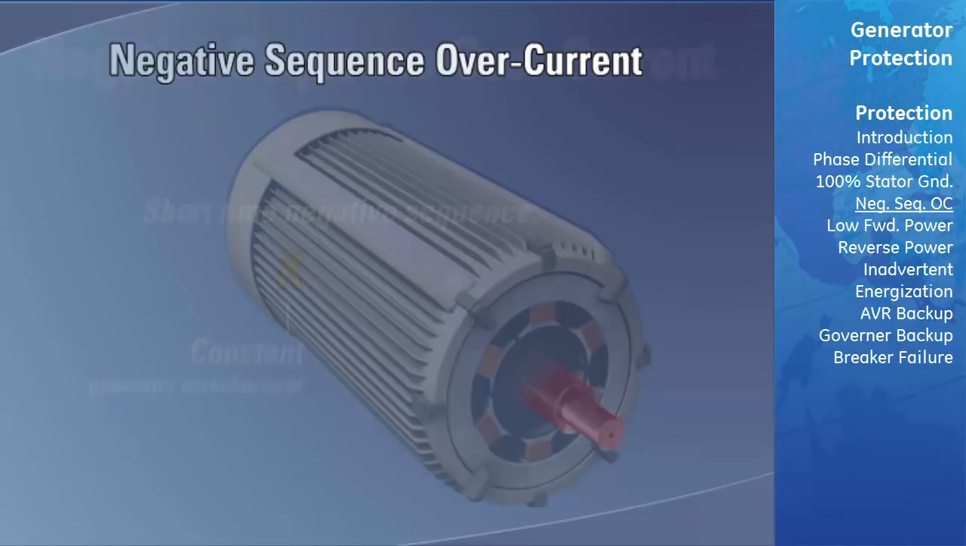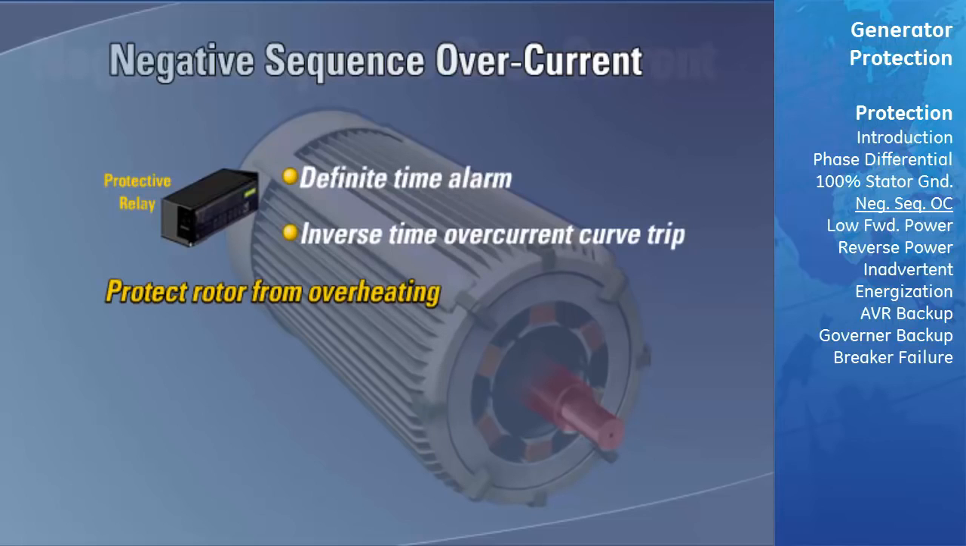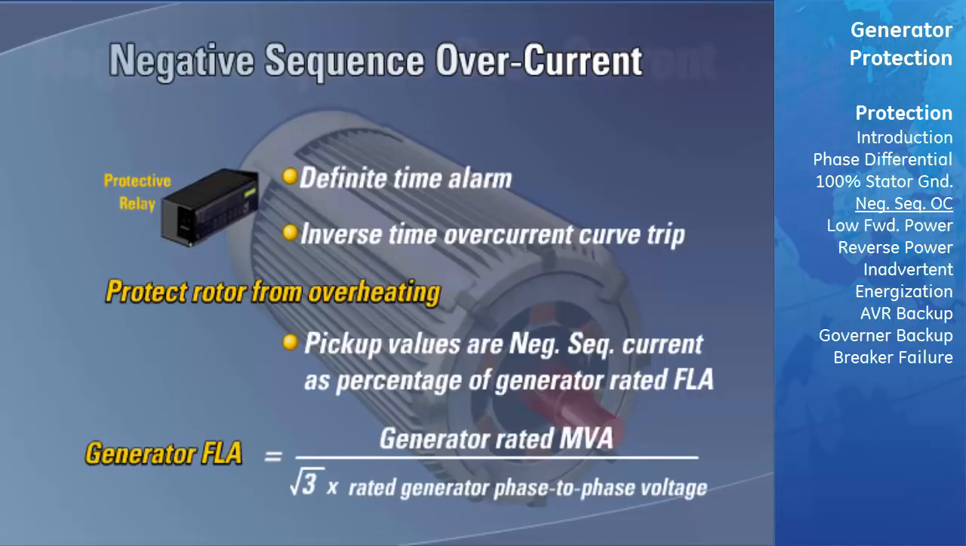Modern generator protection relays, such as the GE Multilin SR489, have a definite time alarm and inverse time overcurrent curve trip to protect the generator rotor from overheating due to the presence of negative sequence currents. The pickup values are in units of negative sequence current as a percent of generator-rated full load current. The generator FLA is calculated as generator-rated MVA divided by square root 3 times rated generator phase-to-phase voltage.